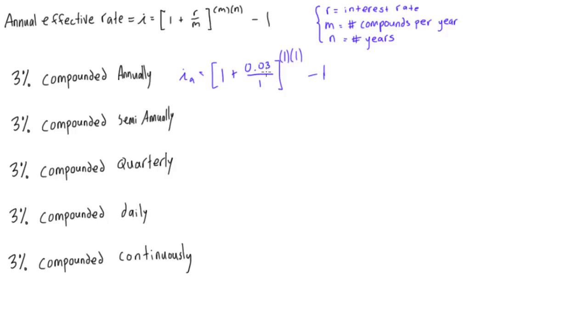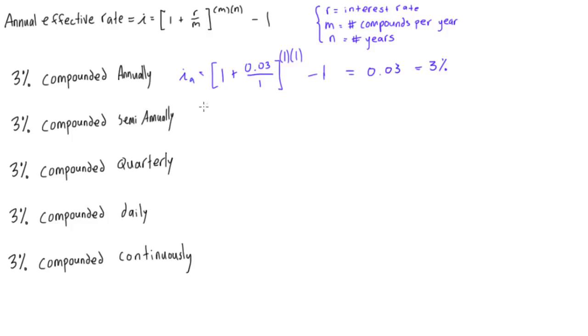And if you just go ahead and do this in your calculator, you're going to find out that, big surprise, I_A is going to equal 0.03, which equals 3%. So 3% compounded annually is equivalent to 3% compounded annually. I hope I haven't lost anyone there. No surprises here, so we're going to move on to the next one.